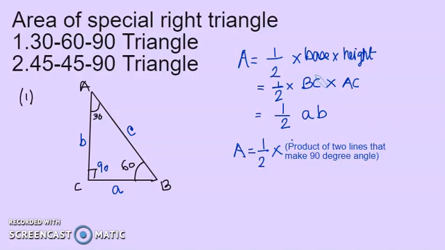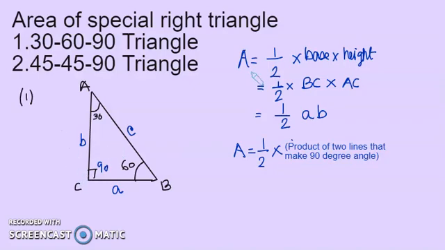So in this video we are going to discuss area of special right angles, that is 30 60 90 right angle and 45 45 90 right triangle. The first diagram shows a triangle ABC, which is a 30 60 90 triangle, as you can see in the diagram. Now what is the area of the triangle?